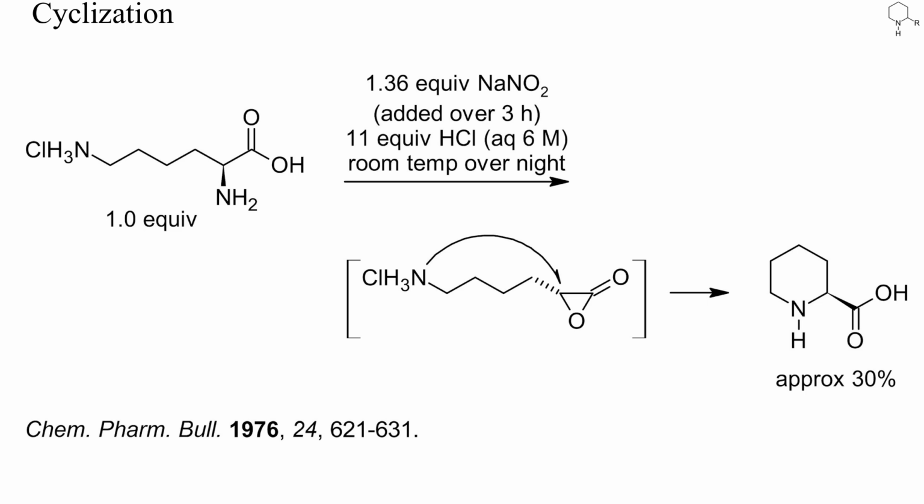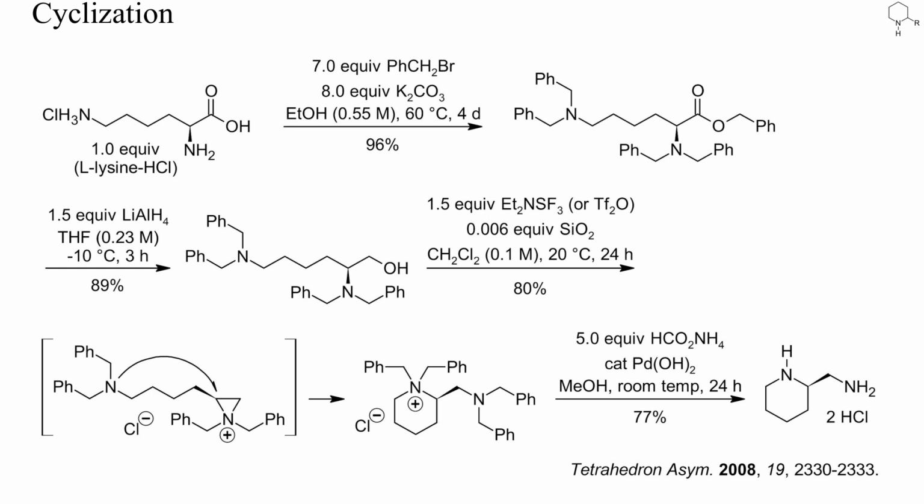Treatment with nitrite only gave a low yield of this product, however, but perhaps this reaction can be optimized further. Here, lysine was converted into 2-aminomethylpiperidine in 4 steps. The overall yield was about 50%, slightly higher than in the previous example, but the synthesis took almost a week. The key step was the formation of an aziridinium salt and cyclization to a piperidine.